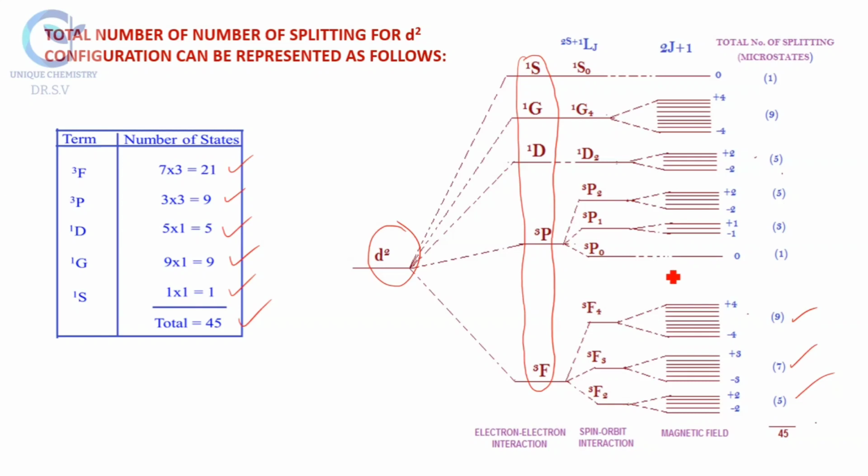Likewise, for triplet P you are getting triplet P0, triplet P1, triplet P2. The J equal to 0 level is 1 splitting, and for the others you are getting 3 and 5. Here again 5 and 9, and 1, so totally you are getting 45 microstates. So this diagram represents the total microstates. This is clearly seen in the diagram. There are 45 microstates.